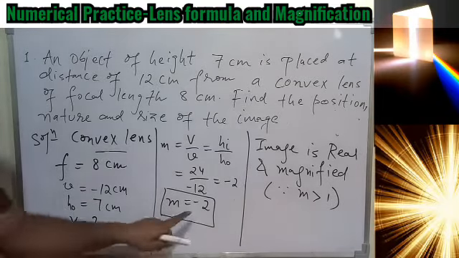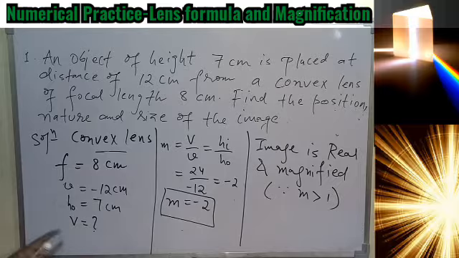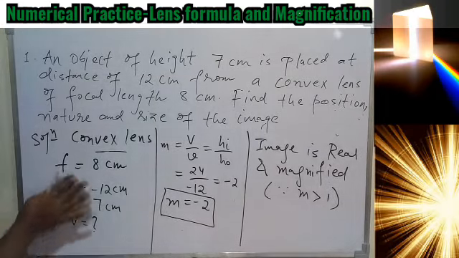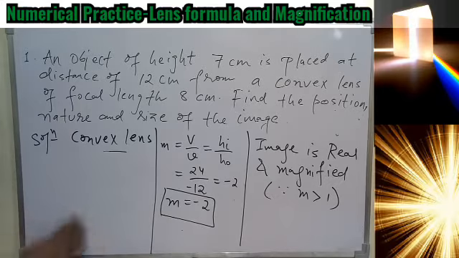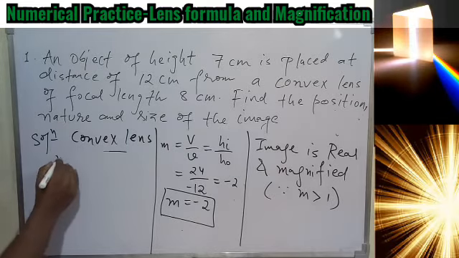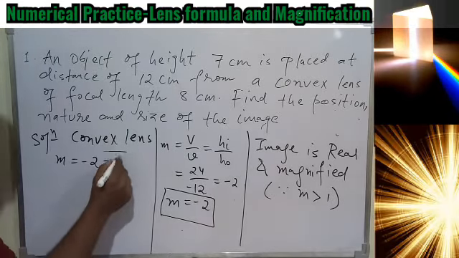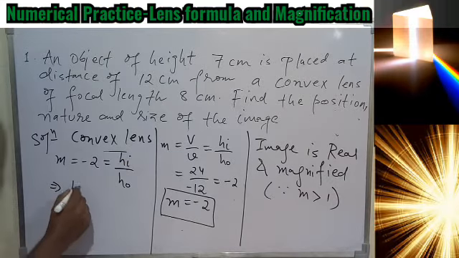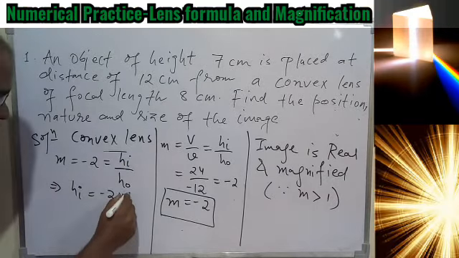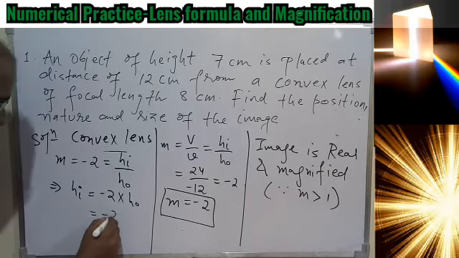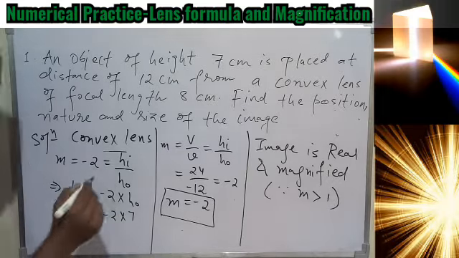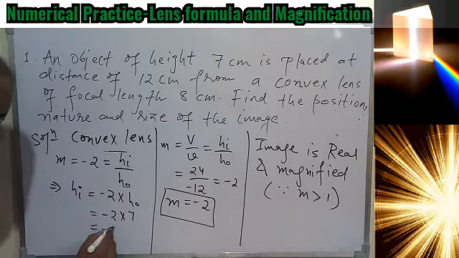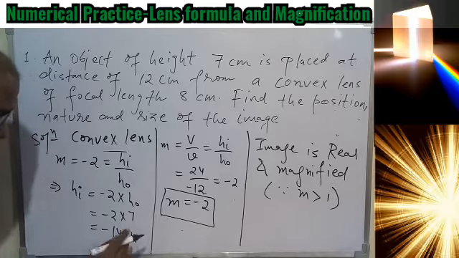And finally, based on this magnification, we can find the height of image also. So now we know height of object is given 7 centimeter. So now we don't need this part also. So m is equal to minus 2 is equal to height of image by height of object. So we can say height of image is minus 2 times height of object, and height of object was given 7. That is how much? 14 centimeter.